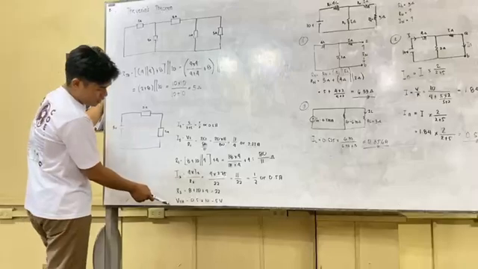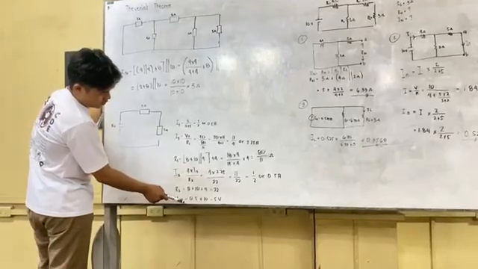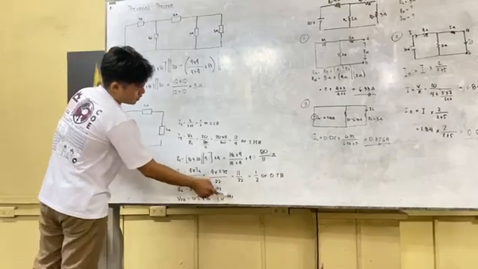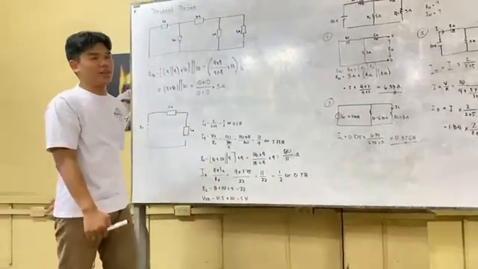Now to solve for the VTH, we have 0.5 times 10, and we have 10 volts. So that concludes the problem.